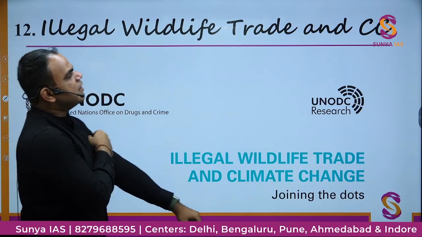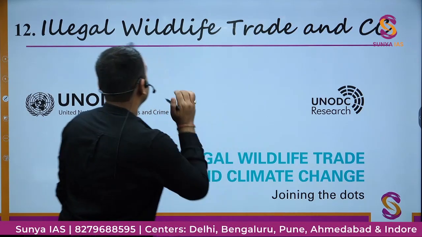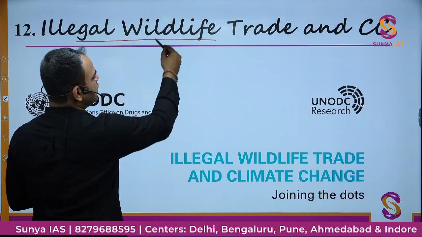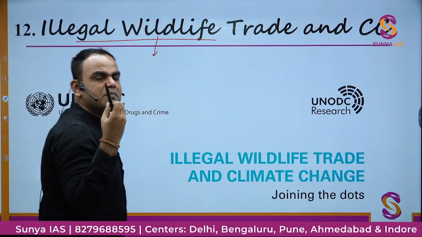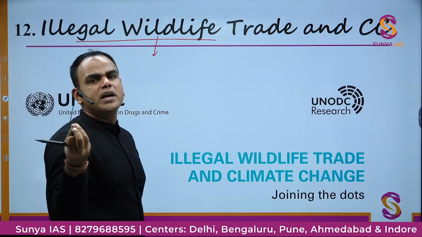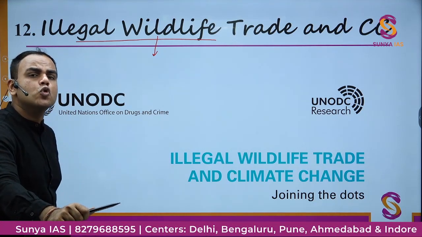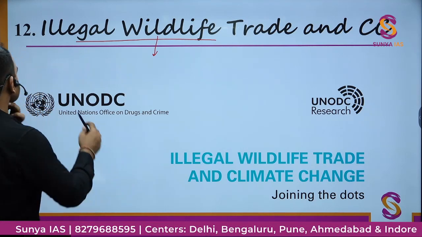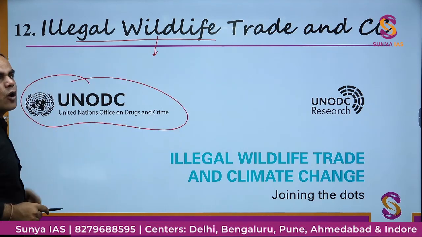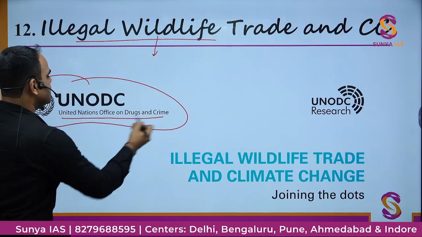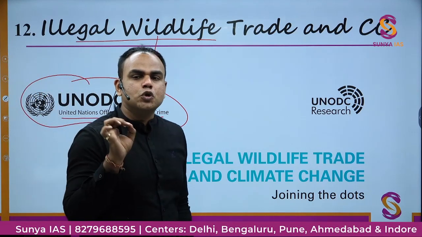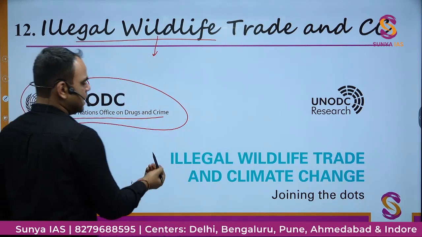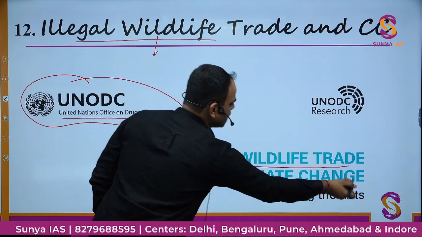Then illegal wildlife trade and climate change. Both these themes are very important, especially illegal wildlife trade because of the trafficking of pangolins, COVID, and the spread of zoonotic diseases, which is an important theme. So for the combination of both, this report is published by UNODC, United Nations Office on Drugs and Crime. Fine. So this is illegal wildlife trade and climate change.